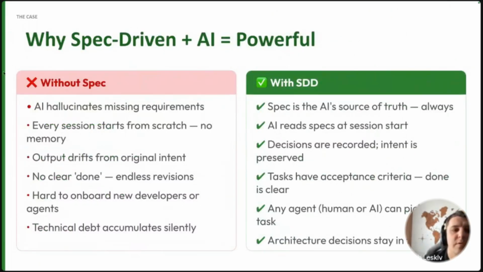So here is the contrast. Without specifications, the AI hallucinates the requirements, starts from scratch every session, and drifts from your original intent with no clear finish line. With spec-driven development, the specification is loaded at every session start. Decisions are recorded, tasks have acceptance criteria, and any agent, human or AI, can pick up where another left off. Architecture decisions live in the specification, not in someone's head.